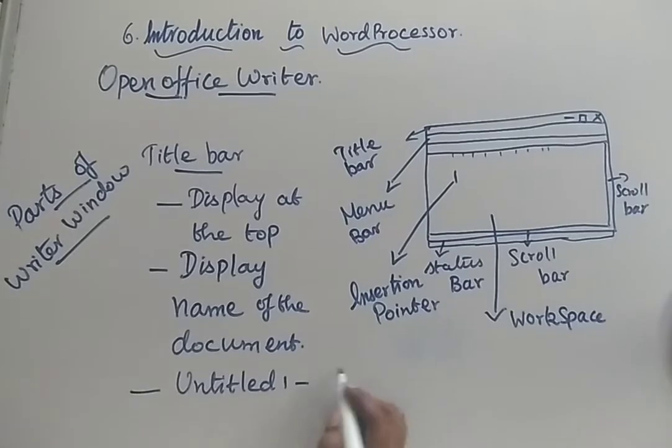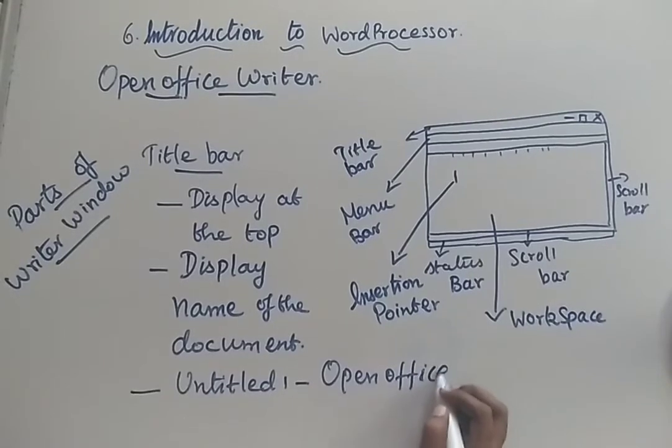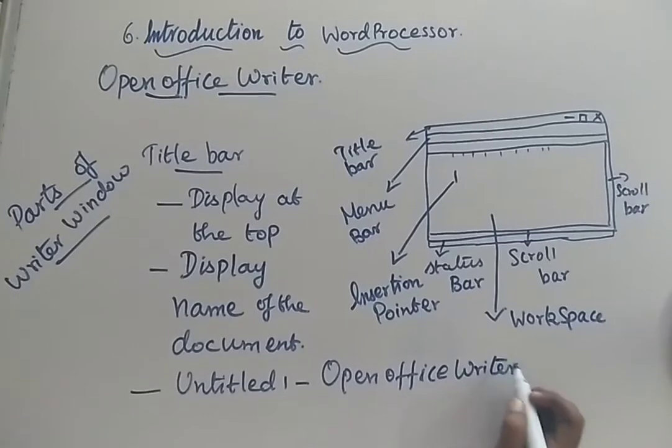And next, the application name will be displayed. Here the application that you are using is OpenOffice Writer. So this line will be displayed at the topmost, that is, in the title bar. So, clear with the title bar?